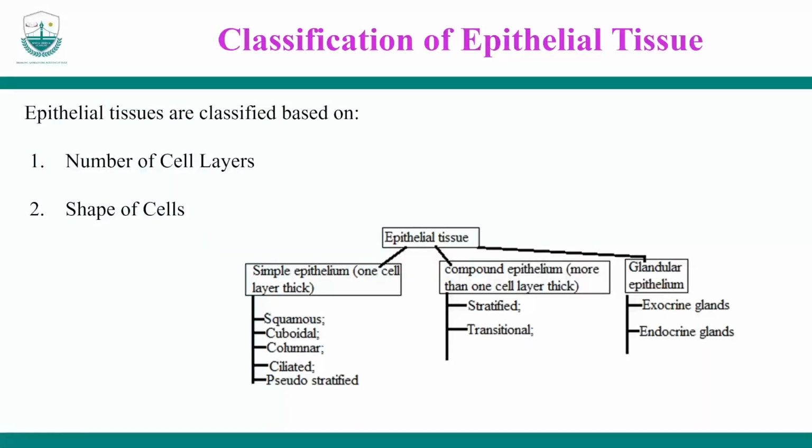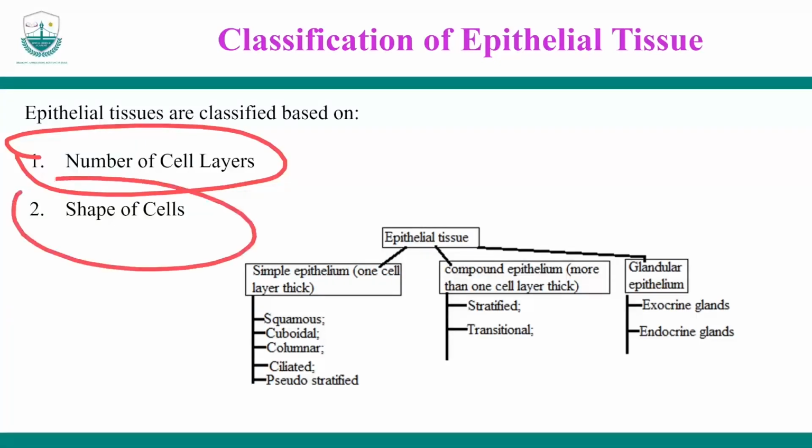So we look at the different categories of epithelial tissues. We look at the classification of epithelial tissues, or the different types of epithelial tissue. There are two main things that we use in this categorization. The first one is the number of cell layers, and the second one is the shape of cells. So we actually combine these.